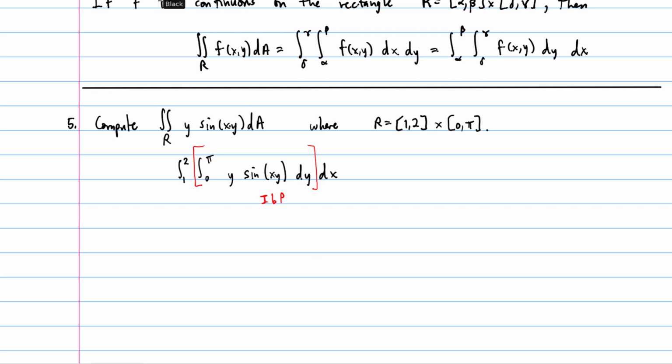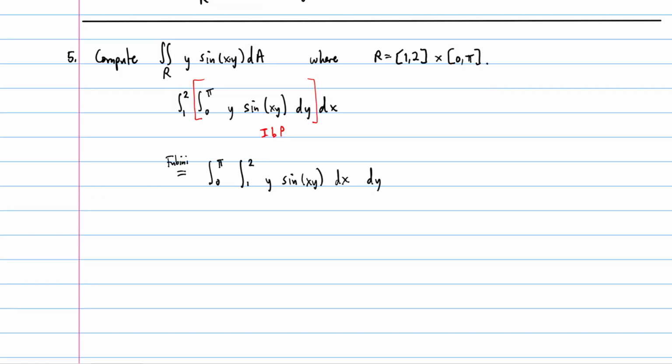The other direction would say, by Fubini, we can also do this one in this order and get the same answer. So the integral from 1 to 2 first, of y times sine of xy dx, and then in the y direction. Now when we start on the inside, we're going to integrate with respect to x first. We're going to treat y like a constant. So the antiderivative of sine of u is negative cosine of u.